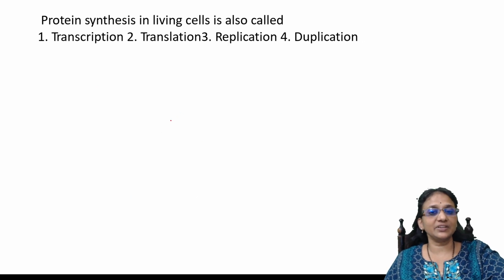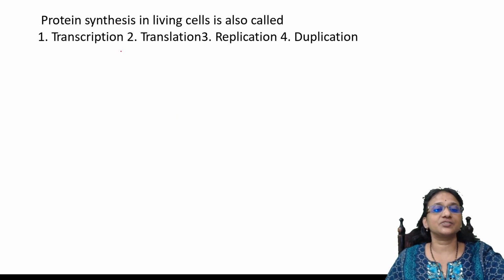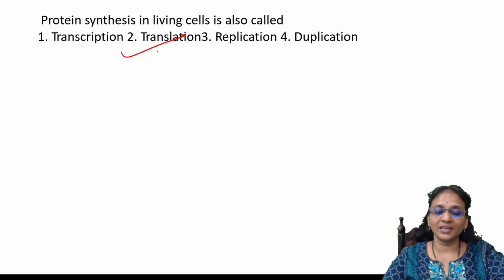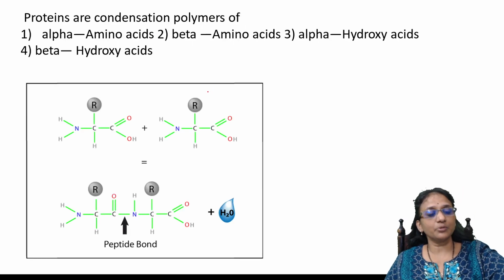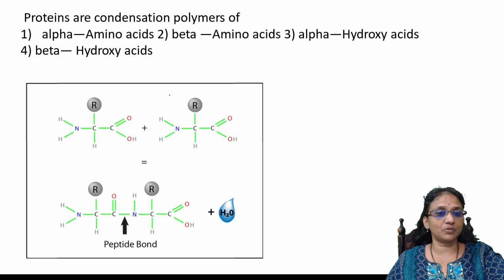Next question. Protein synthesis in living cells is also known as translation. Easy. Next question. Proteins are condensation polymers of what? Yes, I already said. Alpha amino acids combine together by the elimination of a water molecule. They form a peptide bond. Peptide. Easy. All right, that's great.